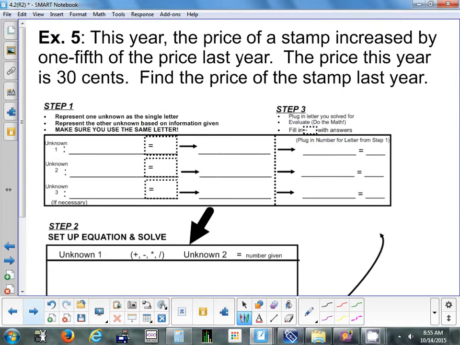All right. So this one is just a 2. Okay, and it says this year, the price of a stamp increased by 1/5 of the price last year. All right, let's just identify the 2 things. And we did one just like this in the notes yesterday. This year and last year. So this year, last year.